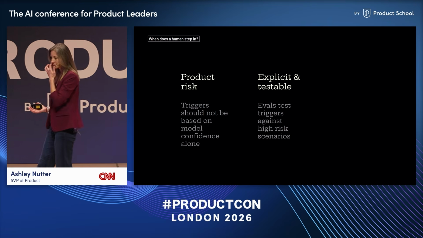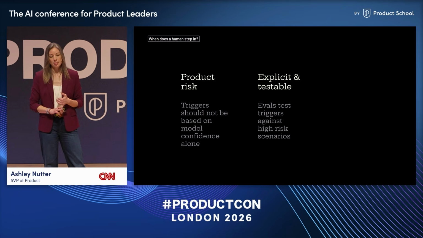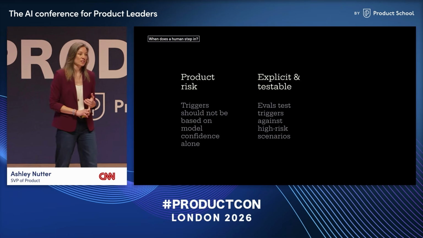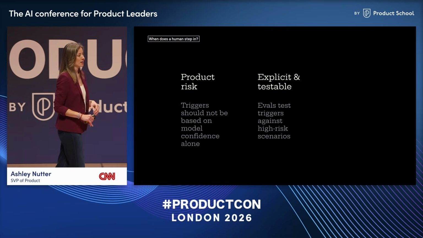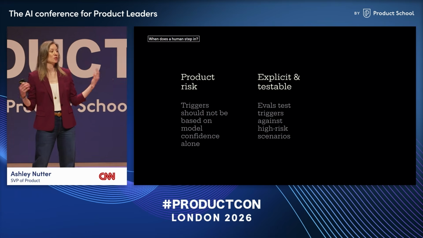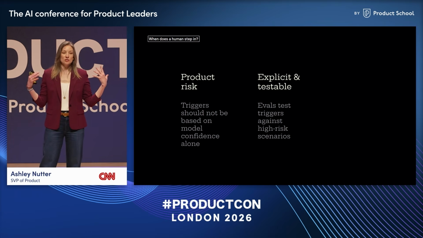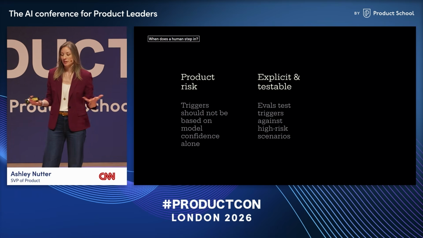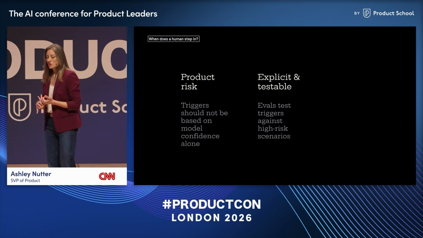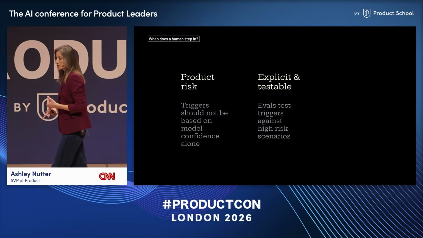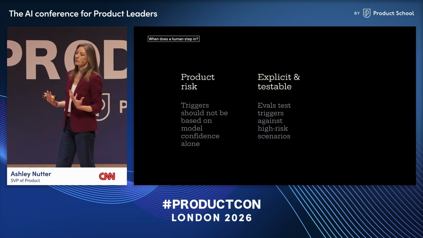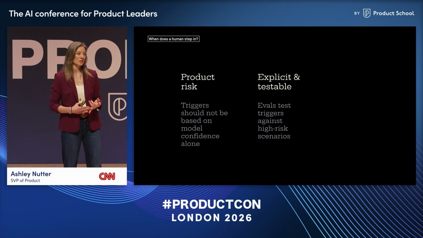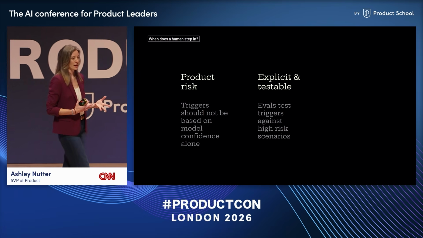You could have a rule for blast radius. So flag for human review anytime this decision is going to affect a certain number of users or impact a certain amount of revenue or something like that. And then you could also have something around regulated or sensitive domains. So flag for human review anytime you're looking at financial data or medical information or things like that.